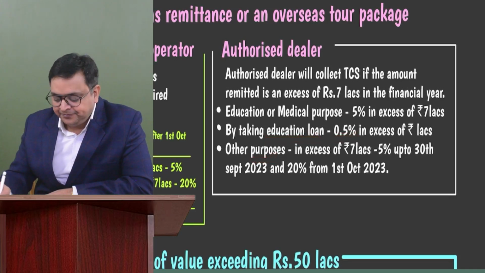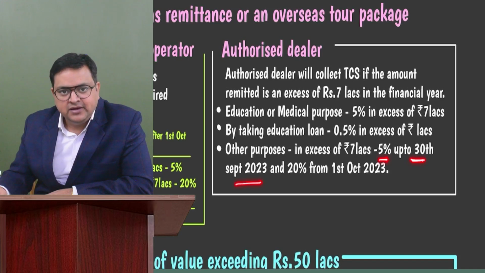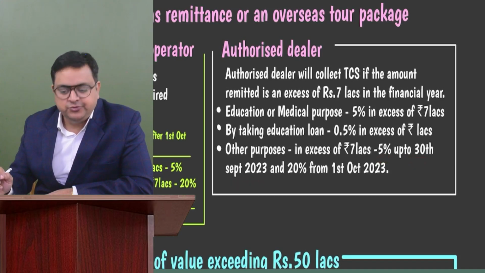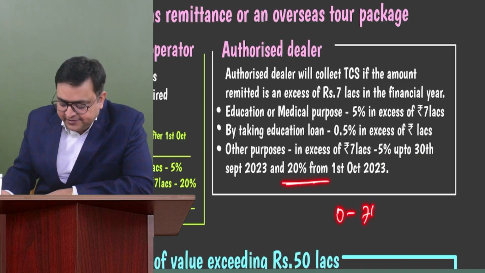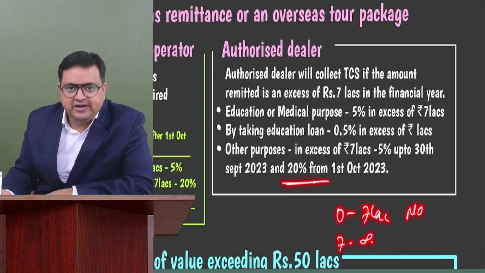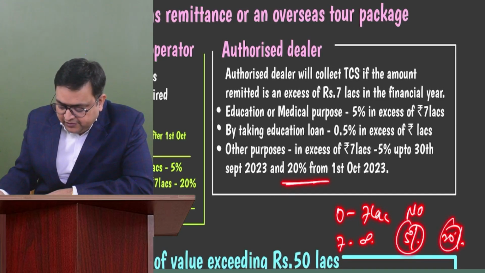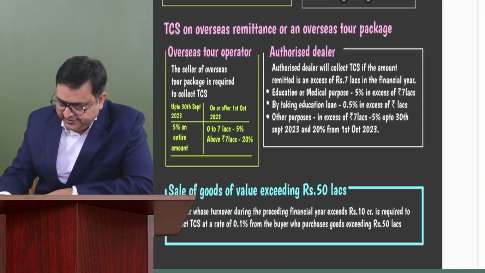In other cases, up to 30th September, if you remit, it is 5%. But after 30th September, that is on or after 1st October 2023, the TCS rate would be 20%. So 0 to 7 lakh, nil, and above 7 lakh, it would be 5% or 20%, depending upon when you are remitting this amount. If it is up to 30th September, then 5%. On or after 1st October 2023, it is 20%.